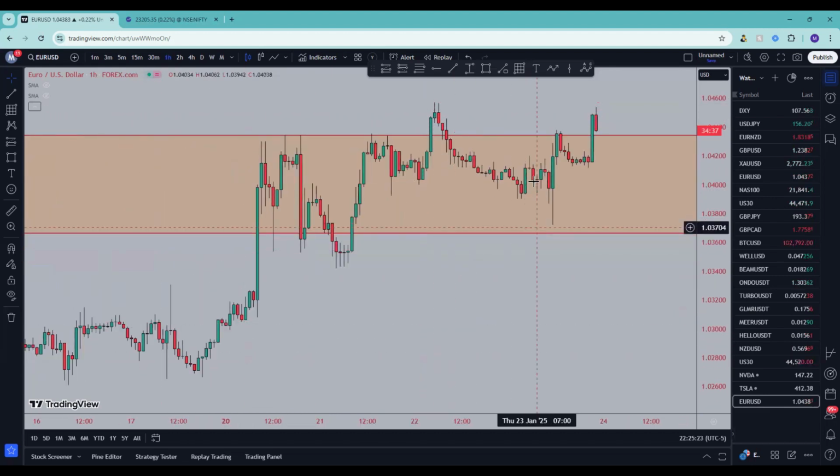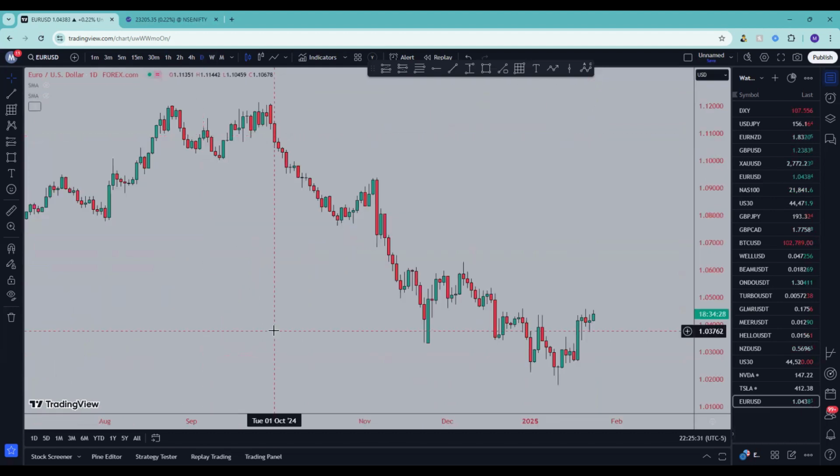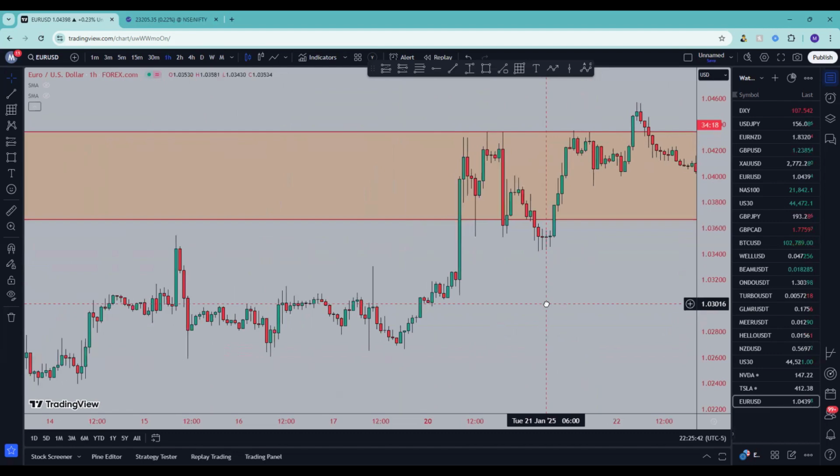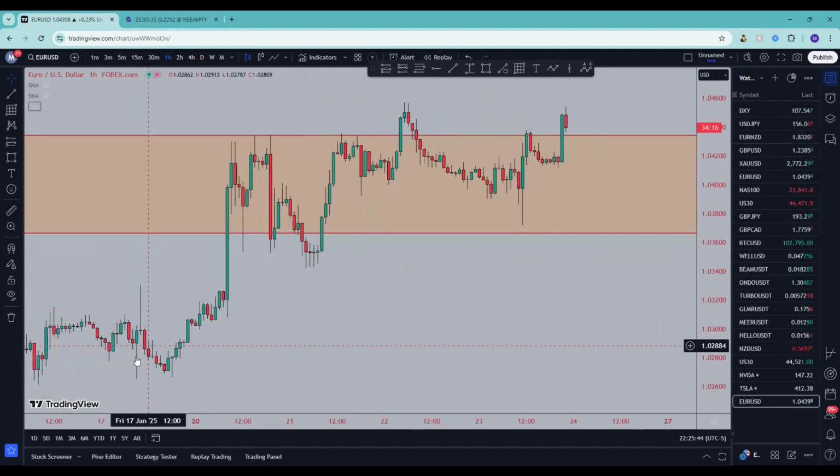So once price is in my entry zone, I'll be looking for price to make a change of character. Price was bullish as it retraced into this zone. Yes or no? Yes. It was bullish. So on the 1 hour, I've been waiting for price to make a change of character first to confirm to me that price has changed from bullish to bearish. I've not seen any sign of that now.